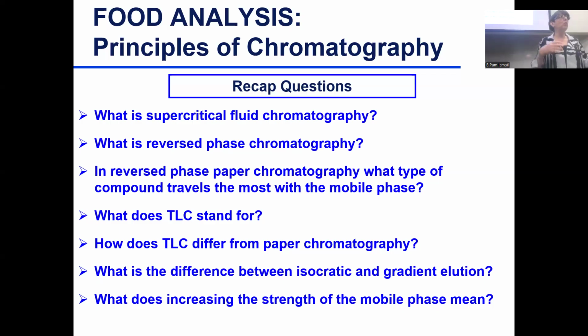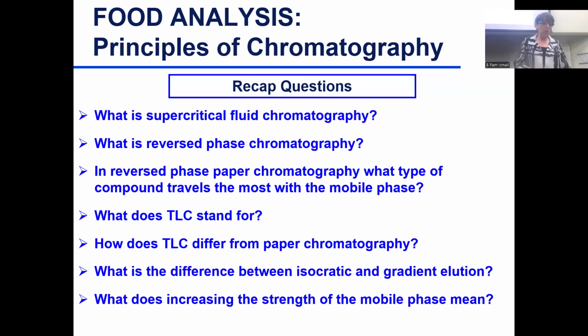More polar, less polar, what do we want to do? Help the compound come out. Meaning, help the compound like the mobile phase better. So now the mobile phase is stronger for that analyte.